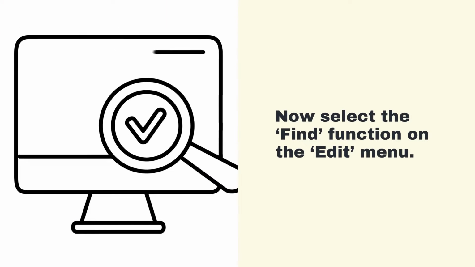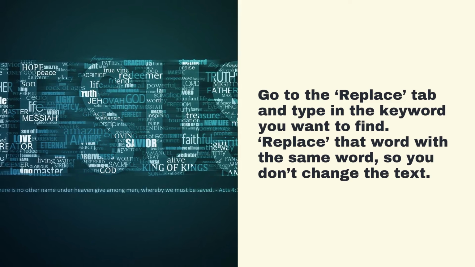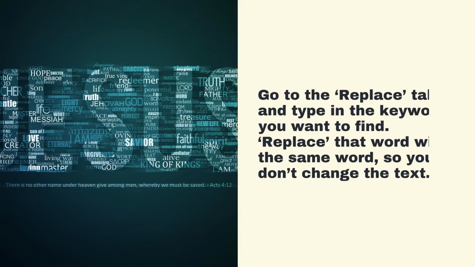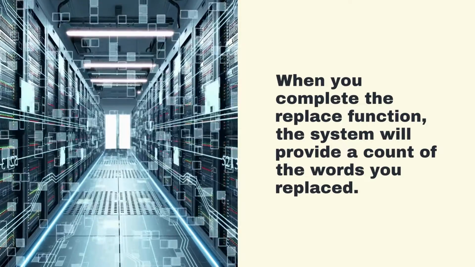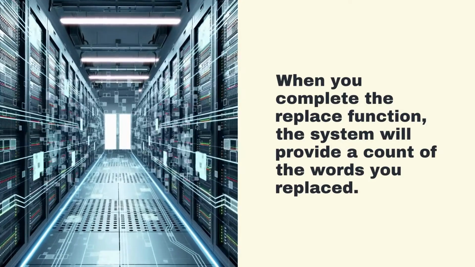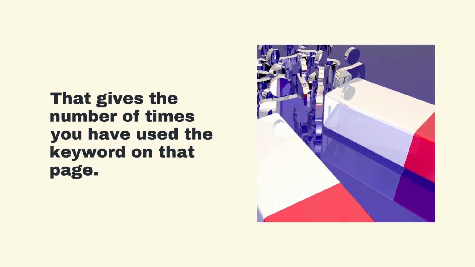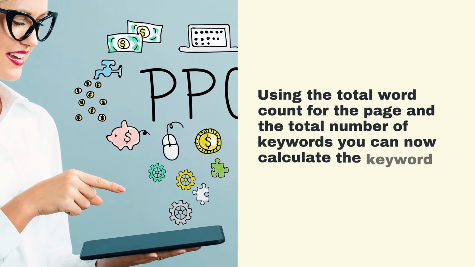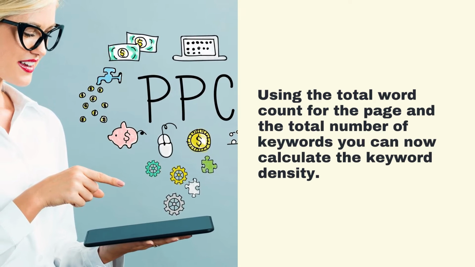Now select the Find function on the Edit menu. Go to the Replace tab and type in the keyword you want to find. Replace that word with the same word, so you don't change the text. When you complete the Replace function, the system will provide a count of the words you replaced. That gives the number of times you have used the keyword on that page. Using the total word count for the page and the total number of keywords, you can now calculate the keyword density.